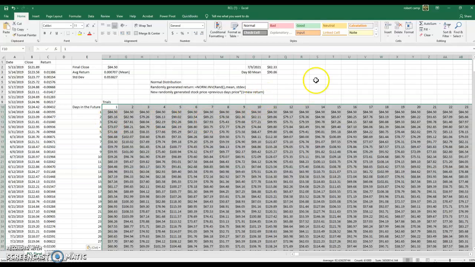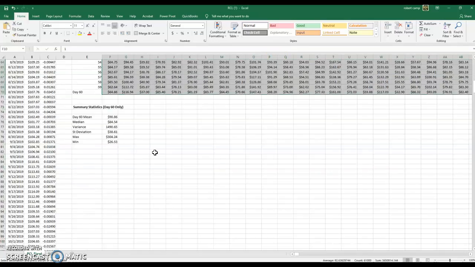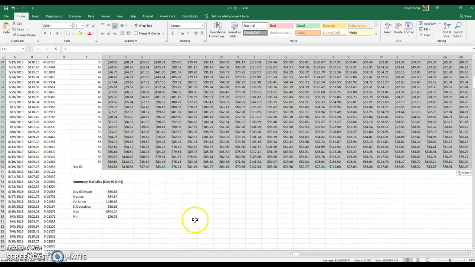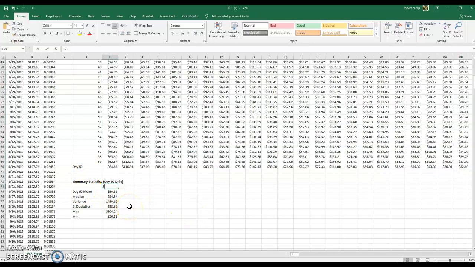Now, our 60-day mean kind of changed. It jumped up to 90, so it got a little bit better. And so what I want to do is, let's see, this is 500 trials, and this will be 1,000 trials. Actually, let's not even do that. Let's just go straight with 1,000 trials.